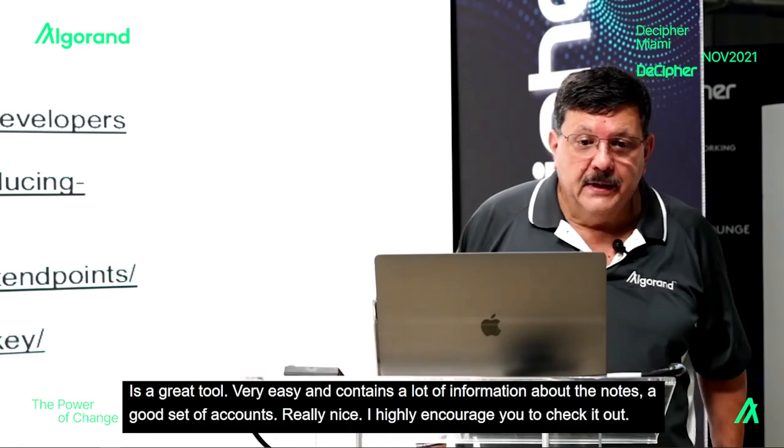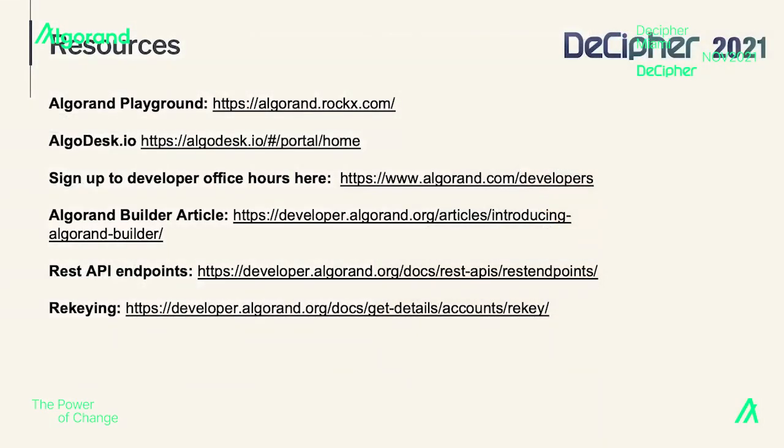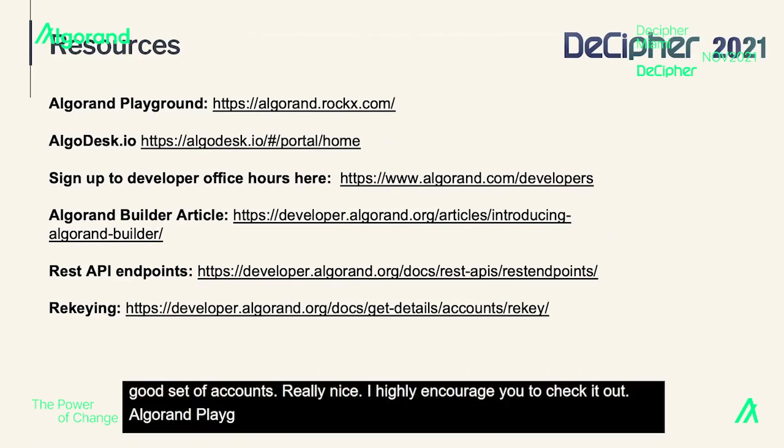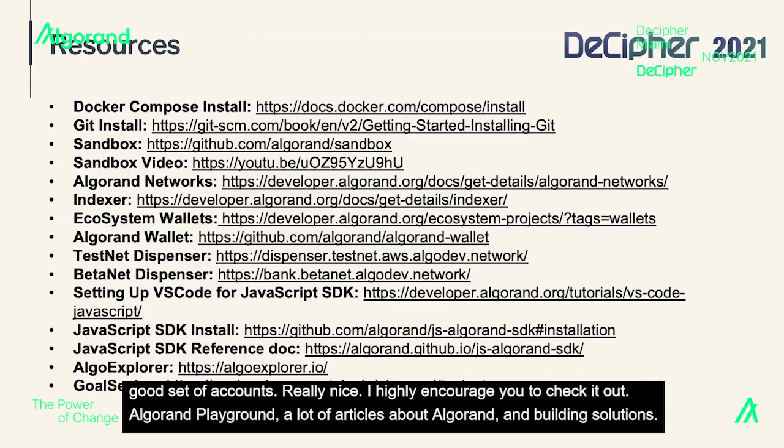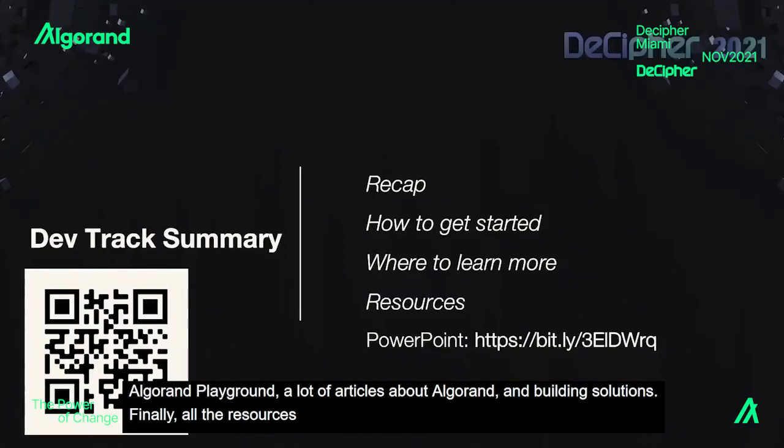Algorand Playground, that's a really nice tool, a set of tools there, as well as AlgoDesk.io. And we have a lot of articles on Algorand Builder. So a great tool for building solutions to help you out, as well as information on REST API endpoints. And then finally, really a lot of other resources as well, with the sandbox, networks, indexer, ecosystem wallets, and so forth. So finally, we get down to this slide here.